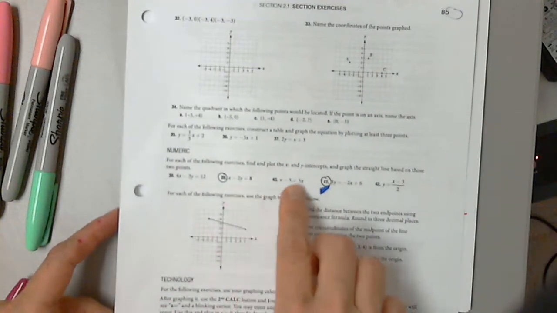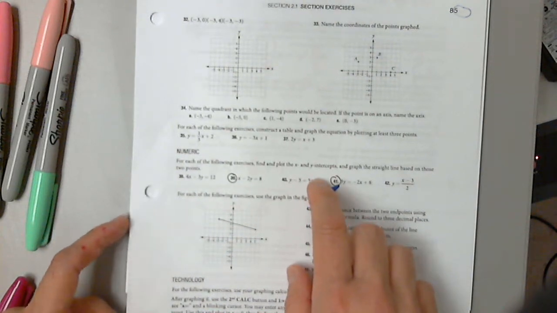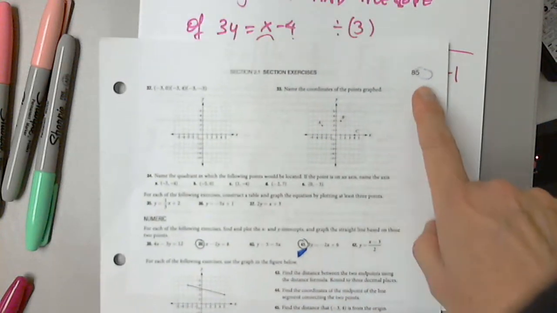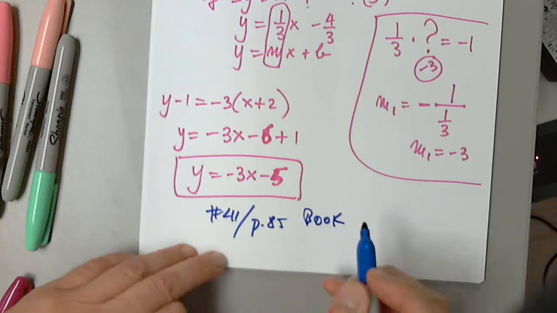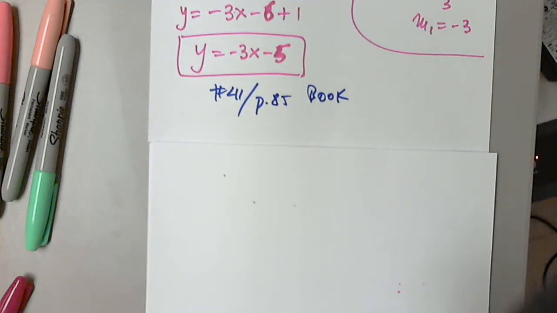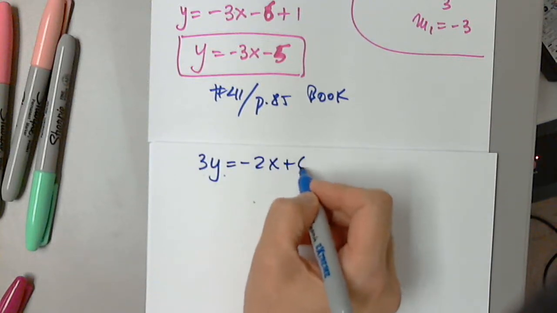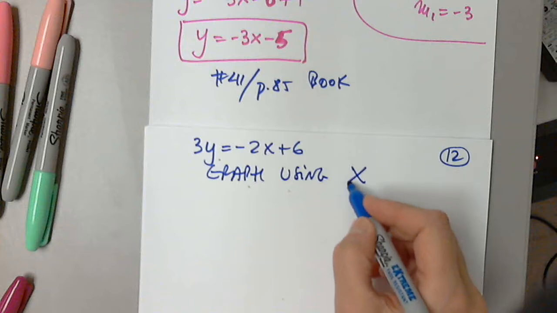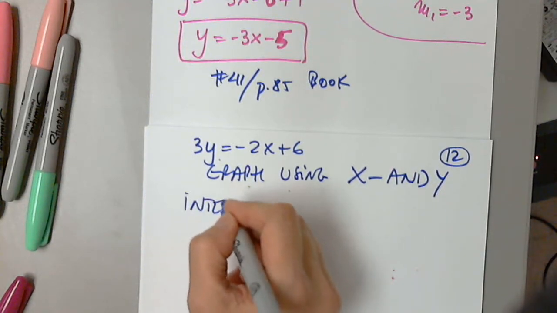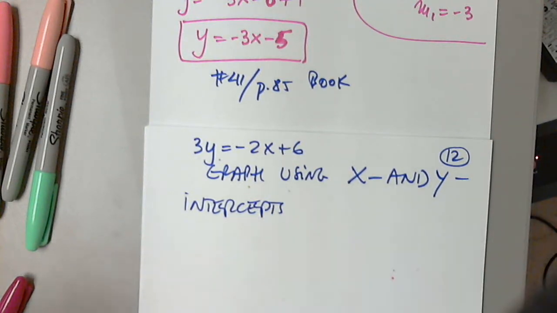Okay. I would like to graph a line, and it is required to use x and y intercepts. Please move away from graphing the line using the slope. I know it's useful. I'm not disregarding the method, but the x and y intercepts are what we need at all times. Okay? So, problem 41 on page 85 of the book. We are given an equation. 3y equals -2x plus 6. And we're asked to graph using x and y intercepts. How do I determine the x and y intercepts?